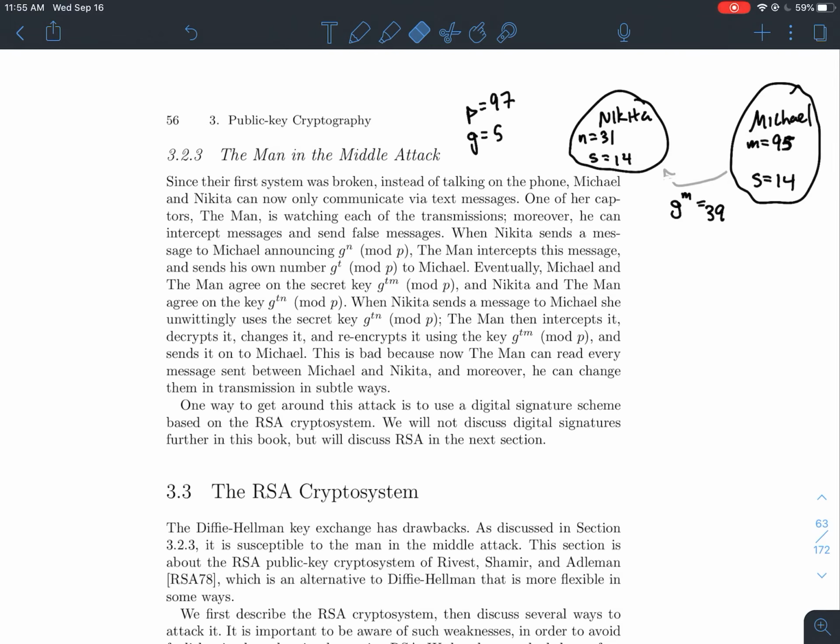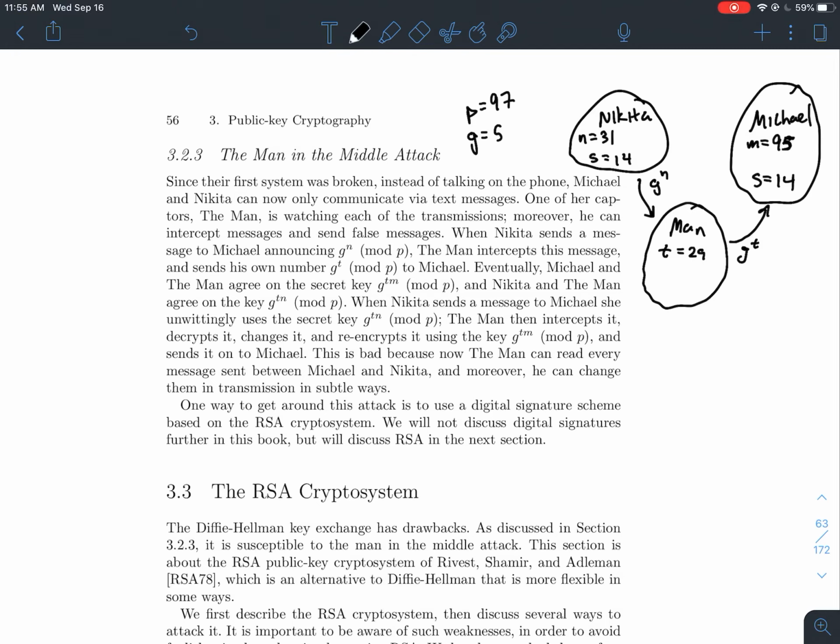Well, when they send this to each other, there's somebody that is literally kind of in the middle. And since I didn't leave myself a lot of room, I'll put him down here. So here's the man. And here's what the man's going to do. Instead of Nikita just sending G to the N over to Michael, he's going to intercept that first. So he's going to intercept that message. Here's what G to the N is. And he's going to make up his own number, say T, and let's say T is 29. And what he's going to do is send Michael G to the T.